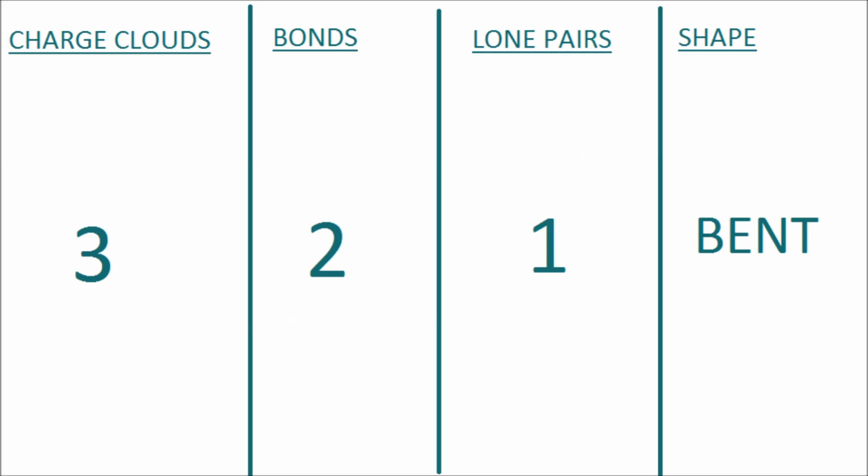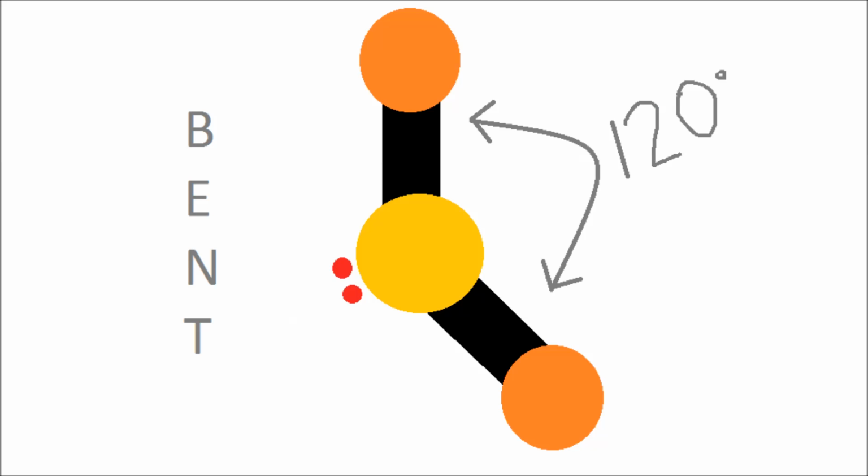The third shape, bent, consists of three charge clouds, two bonds, and one pair of lone electrons around the central atom. A bent compound with one pair of lone electrons has a bond angle of 120 degrees.